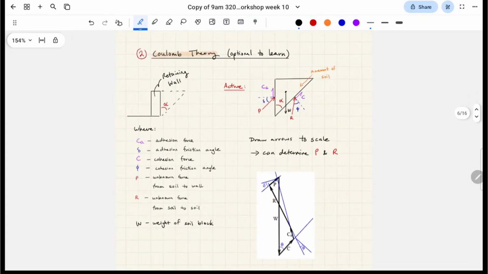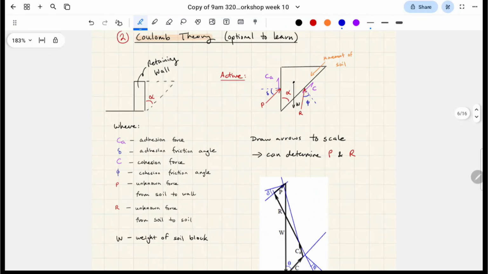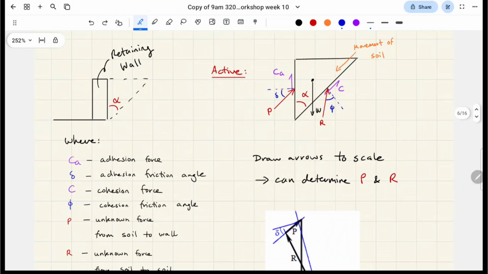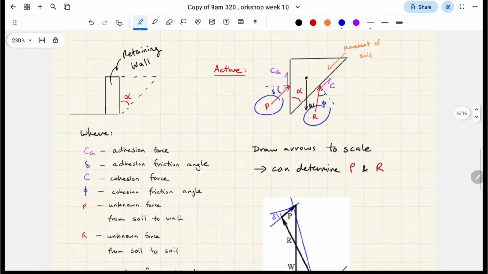I'm going to very briefly cover Coulomb's theory, but I don't think it'll be super important to learn. Basically, you have an assumed slip failure plane, and you have two unknown forces, P and R. P is the force from the soil to the wall, and R is the force of the soil on the soil along the failure plane. You can calculate these by drawing the force vectors to scale and literally using a ruler to measure them.